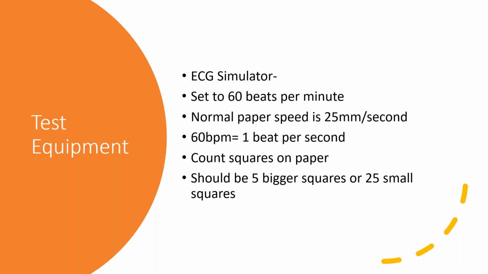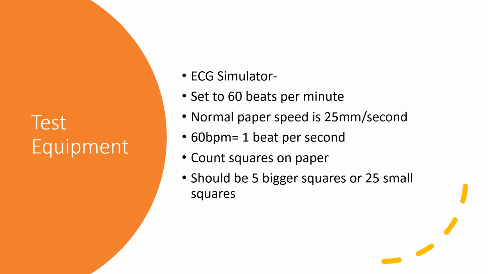Why 60 beats per minute? So we have one R wave every second. Every simulator, like I said earlier, has this 60 beats per minute setting on it. The normal paper speed is 25 millimeters per second. We set our ECG sim to 60 beats per minute, so we have one heartbeat every second. Count the number of squares on the paper. Should be 5 big squares or 25 small squares. Then you know your paper speed is the correct speed. It's kind of a calibration thing.